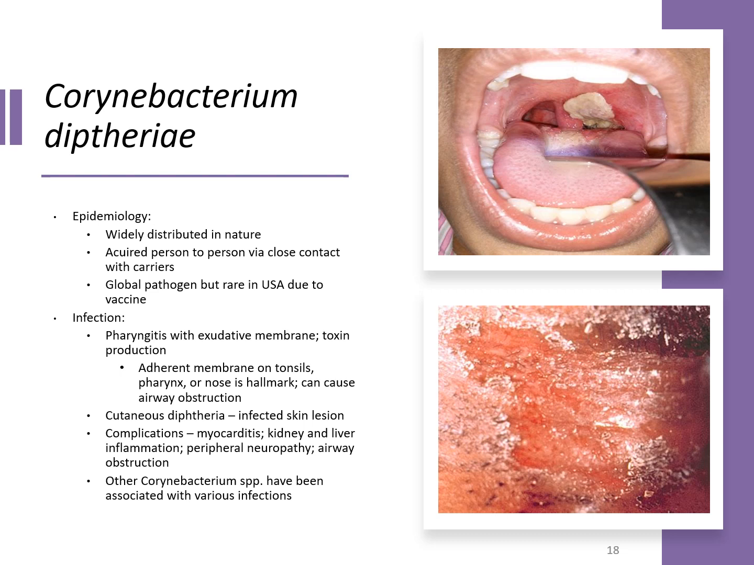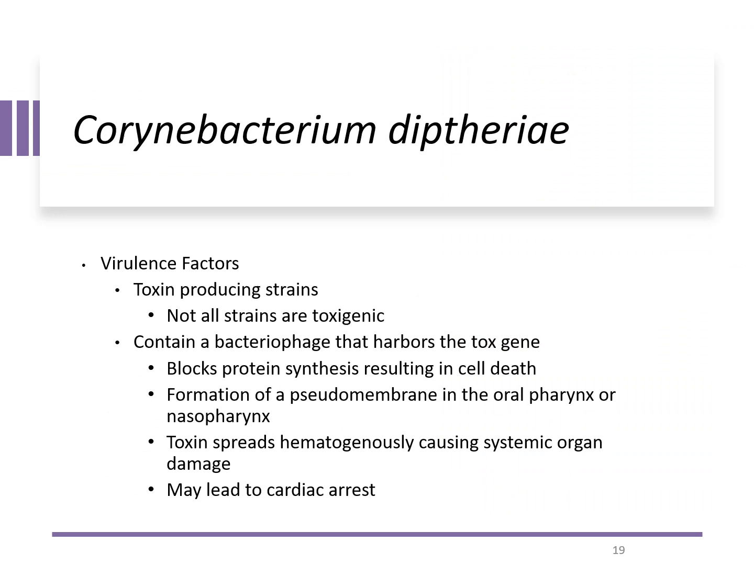There are other species of this organism that have been associated with various infections, however, they're not as common. Some strains do produce toxins, but not all strains. It does contain a bacteriophage that harbors the tox gene, and what this does is block protein synthesis, which will result in cell death. It can cause that pseudomembrane to form within the oropharynx or the nasopharynx. It can also allow toxins to spread, which will cause systemic organ damage. And of course, this organism can also lead to cardiac arrest.